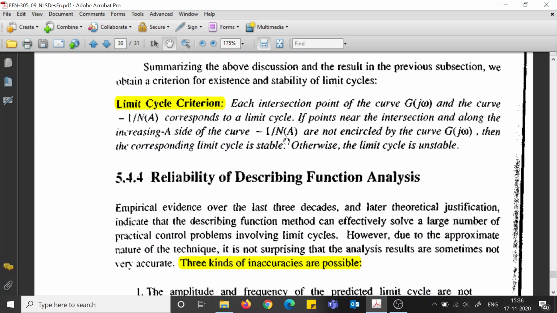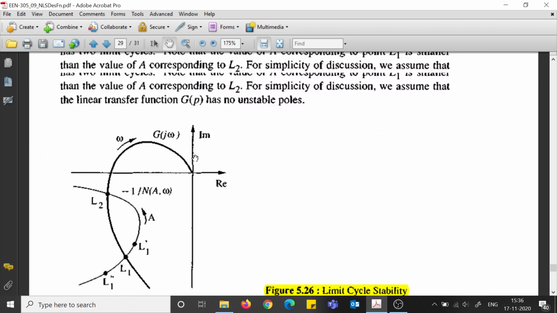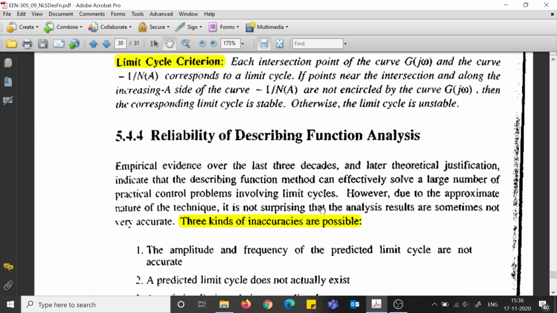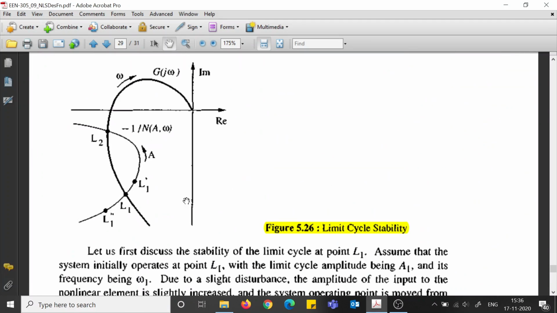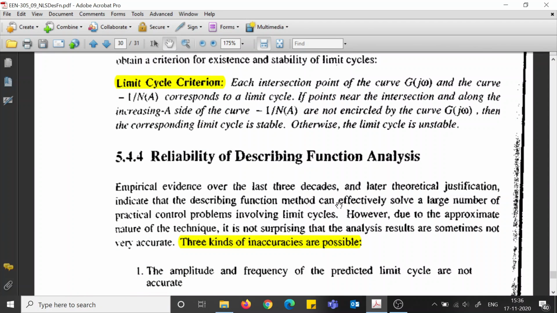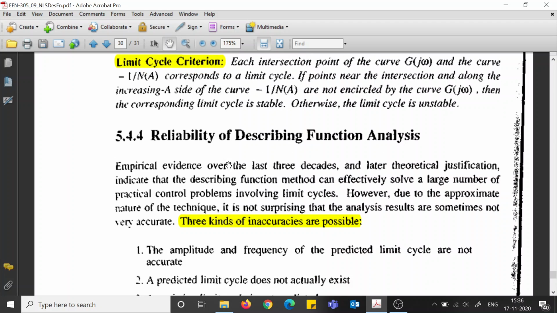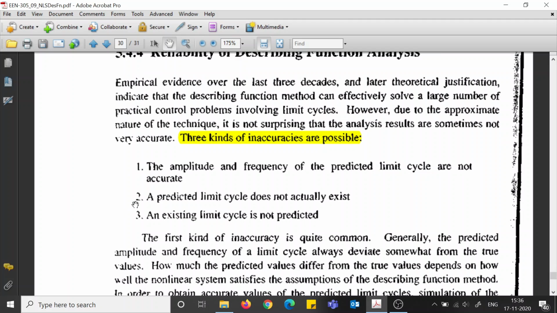Okay, so whatever we have discussed is mentioned in this one single line, but you have to remember what the actual thing is. Because you will not be asked this statement, but you will normally be given some plots like this and asked to ascertain the stable or the unstable limit cycles and why those are stable or unstable. After that, the reliability of this analysis: it is quite reliable.